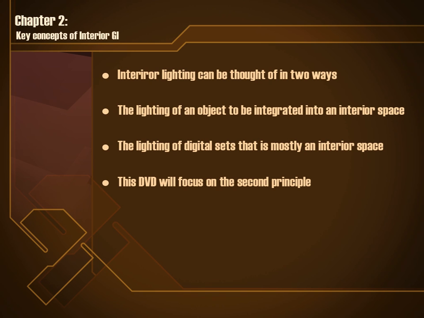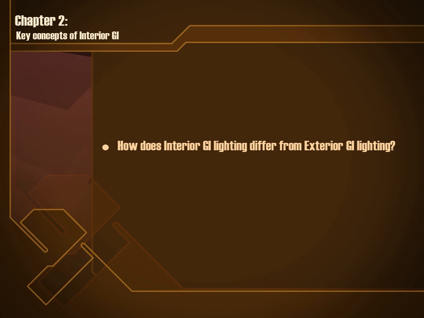We're not going to be talking about the lighting of characters, for example, incorporated into a live action plate. That could also be considered interior lighting, but we're mainly going to be focusing on environments and how environments and interiors are lit. So with that being said, let's first think about a few concepts here. For example, how does interior lighting differ from exterior lighting?